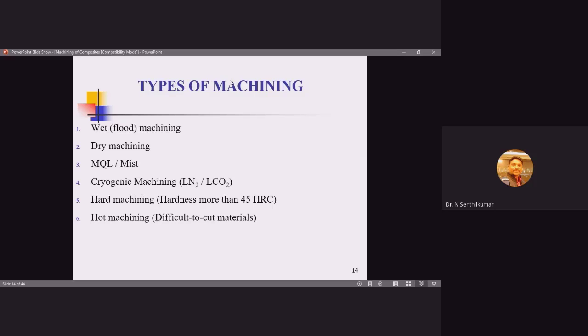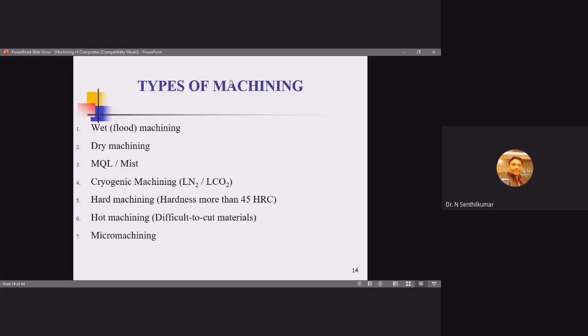Then we have hot machining. What is meant by hot? Hot means we are going to heat the workpiece and make it hot. In that case, the material becomes a little bit soft. Then it will be easier for the cutting tool to remove the material. In that case, a high quality surface finish can be produced in hot machining.